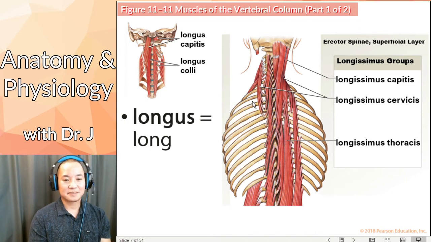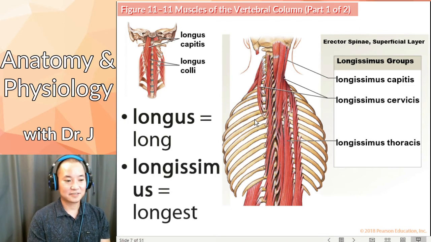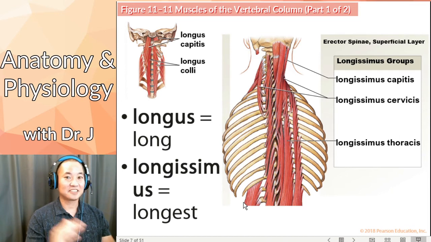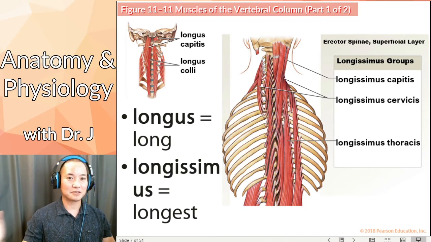So longissimus means longer or longest. In fact, it's so longest, it's actually scrolling off here. Longissimus is not just long, it's extra long. But also look at the word itself. It's so long, it's scrolling off the text box right here. So longissimus means longest. It's like the most extreme long.